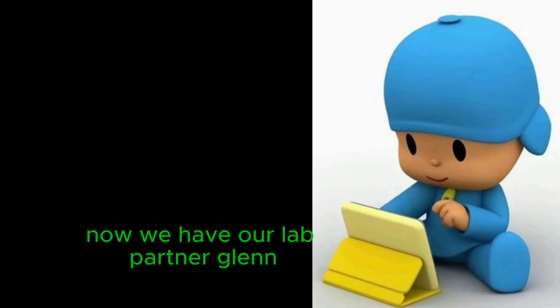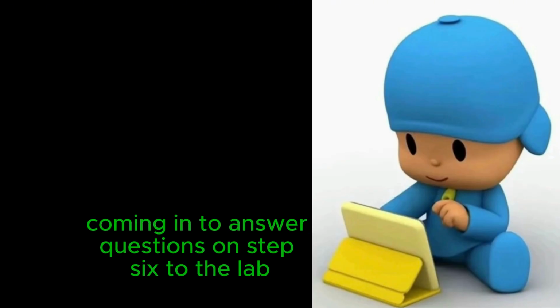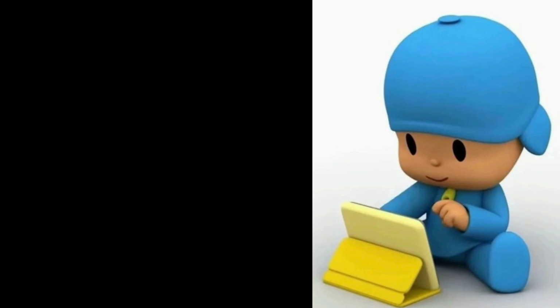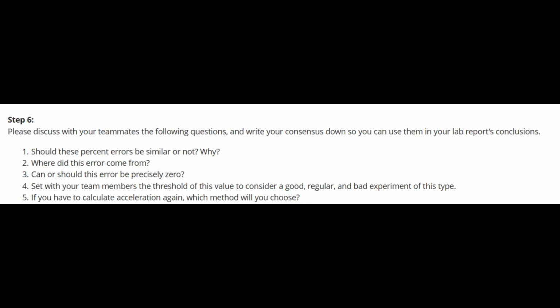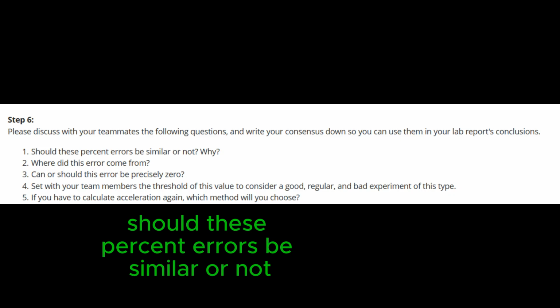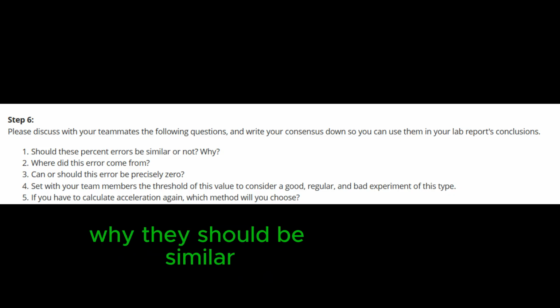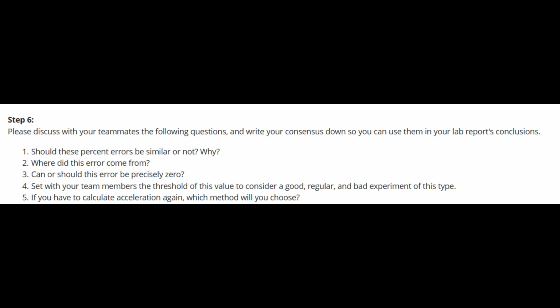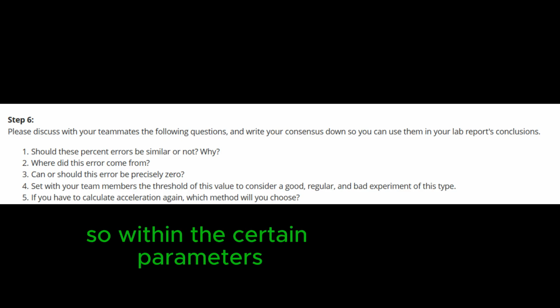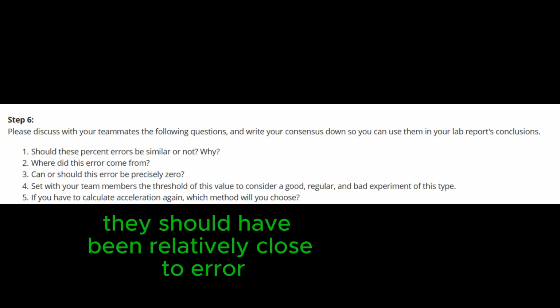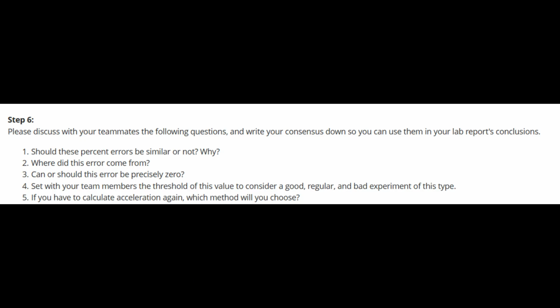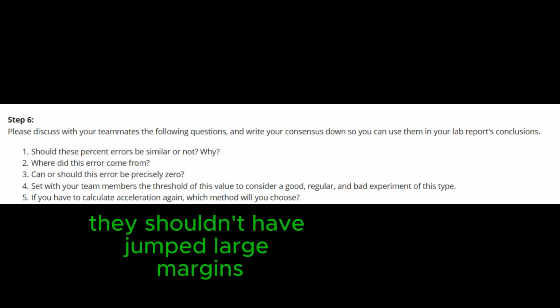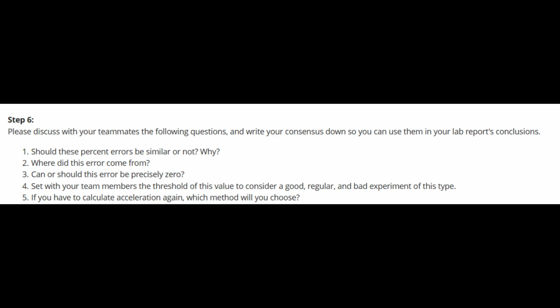Now we have our lab partner Glenn coming in to answer questions on step 6 of the lab. Should these percent errors be similar or not? They should be similar within our system. The only variables that we changed were the variables that we were testing. Nothing else should have changed. So within the certain parameters, they should have been relatively close. They shouldn't have jumped large margins.